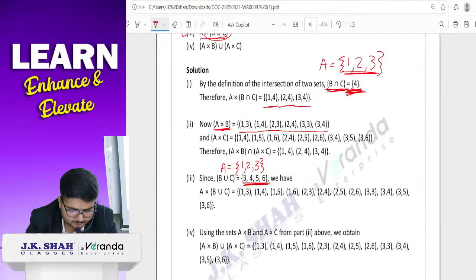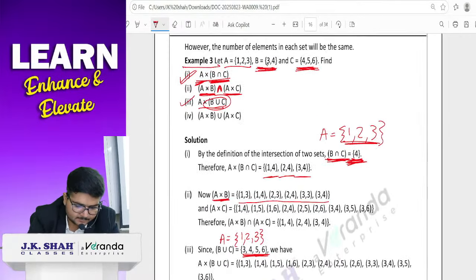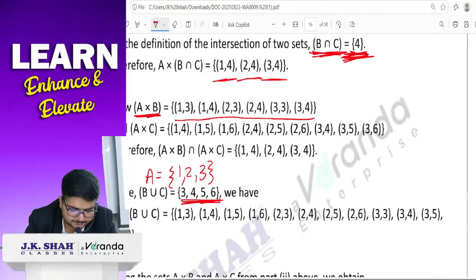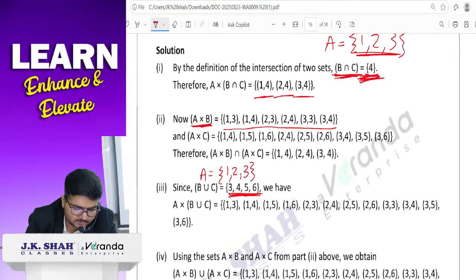Similarly, you have to find A into C. How can you find it? Using these two sets, right? A and C. Please use A and C. (1,4), (1,5), (1,6), (2,4), (2,5), (2,6), (3,4), (3,5), (3,6). This is the way you find out the product. So they have found out the product.